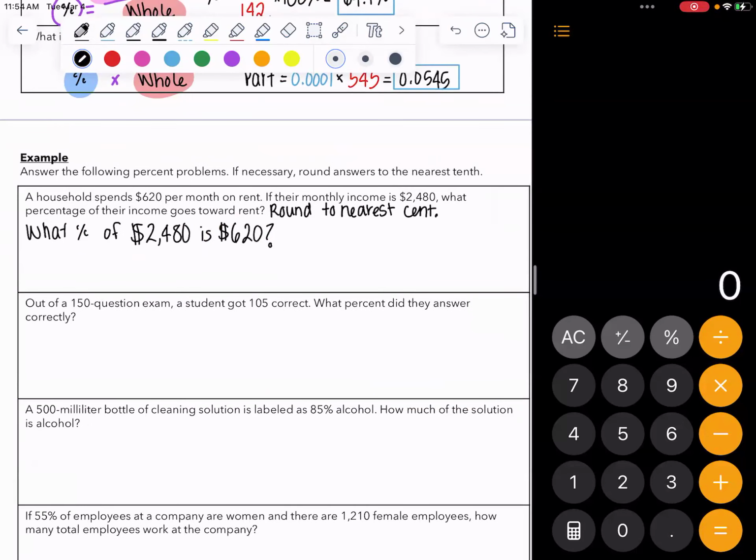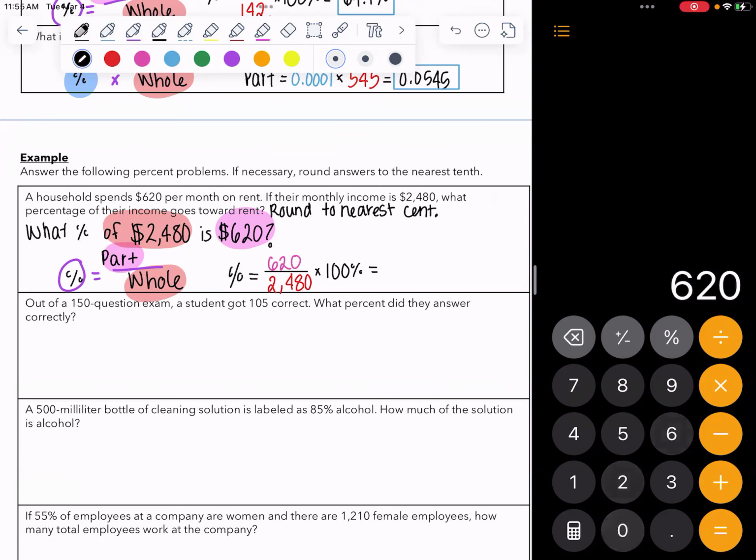And we can set this up with our part, percent, whole. The word "of" is the giveaway for the whole. So 2,480 is the whole. We are solving for a percentage, so this is going to be part divided by whole. And that means the other piece we were given, the 620, must be the part. Because we're solving for a percentage, we need to multiply by 100% at the end. So we have 620 divided by 2,480, and then multiply this whole thing by 100%.